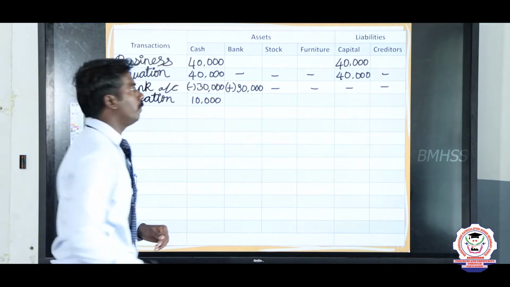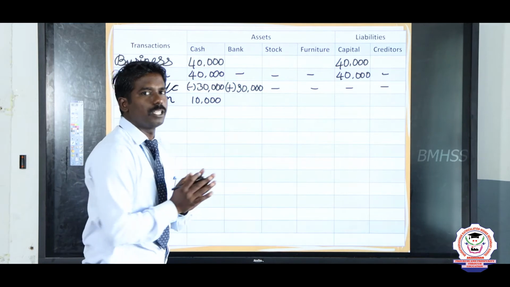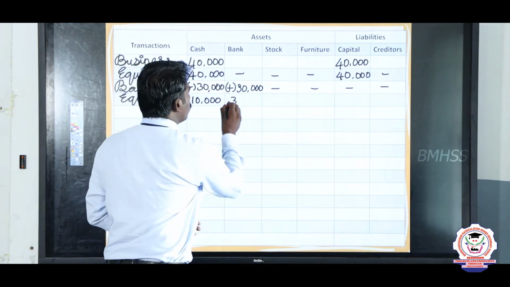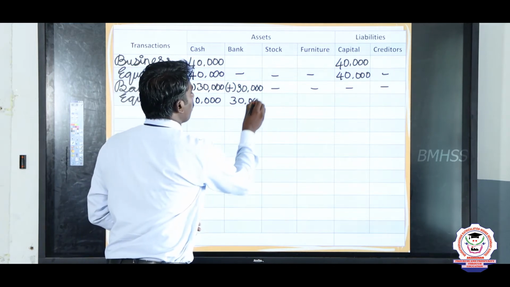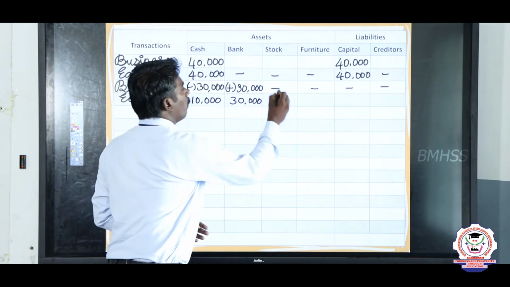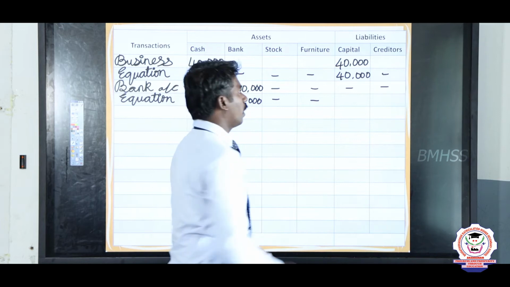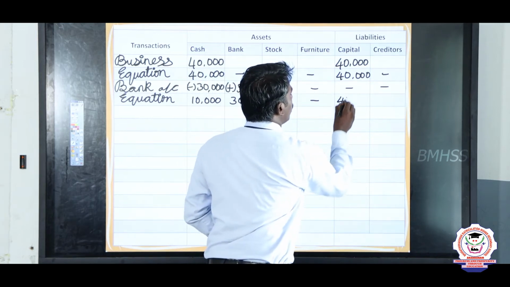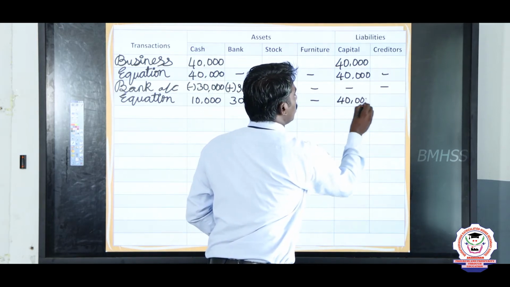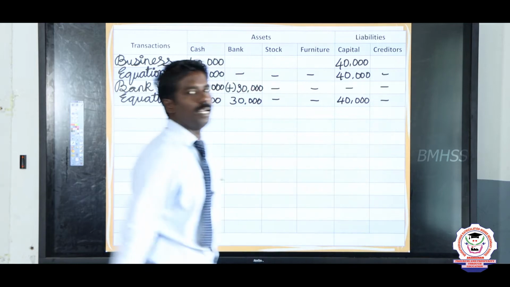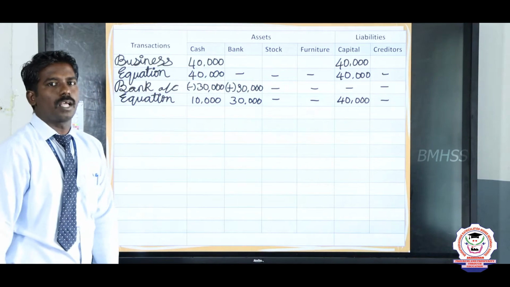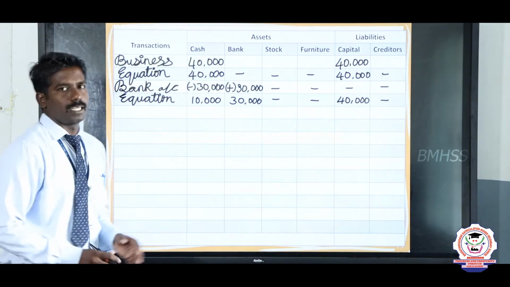See the next column. The bank column has 30,000 rupees. So write 30,000 rupees in the bank column, and no amount in the stock column and furniture column. See the capital column. The value is 40,000 rupees. So write 40,000 rupees in the capital column, no amount in creditors. This is the accounting equation of the second transaction.